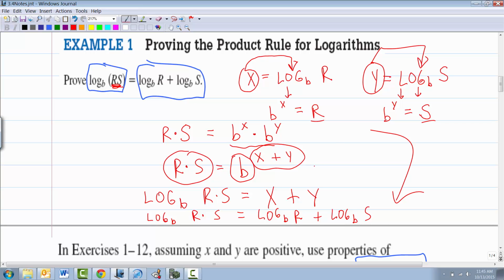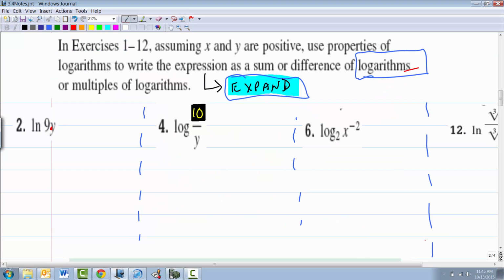But here's the bridge right here. This is the most important thing, right in that middle: b to the x times b to the y. We use that exponential rule that we know, and then it turns into a logarithm rule by changing it back to a log. So this is ridiculously easy. This is a bunch of long-worded explanation for just the words expand these logarithms.